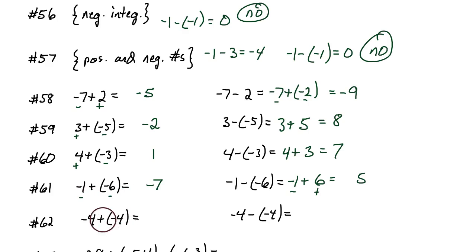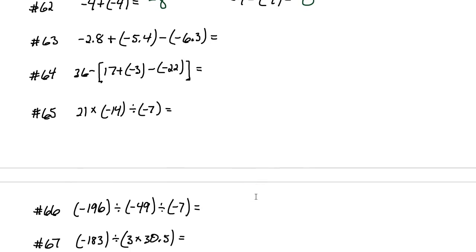Number 62. Negative 4 plus negative 4 is negative 8. Negative 4 subtract negative 4 is 0. You're subtracting the same number as what you had to begin with. Number 63 is the same thing, but more numbers to add together. You might use a calculator to help you do the work quicker. And the answer is negative 1.9.